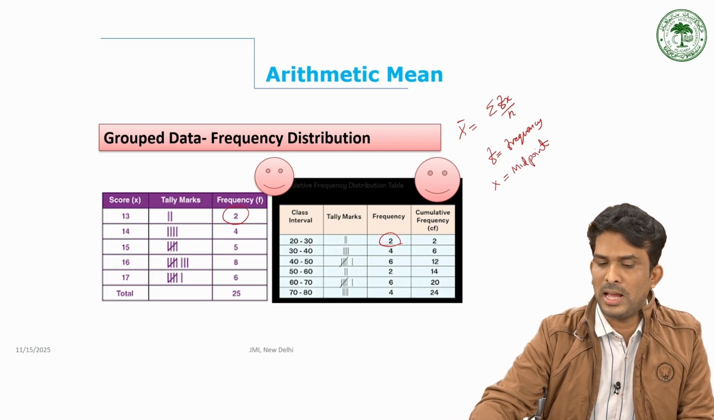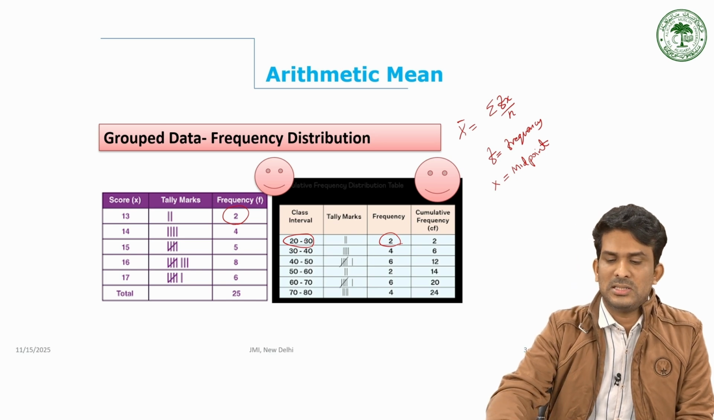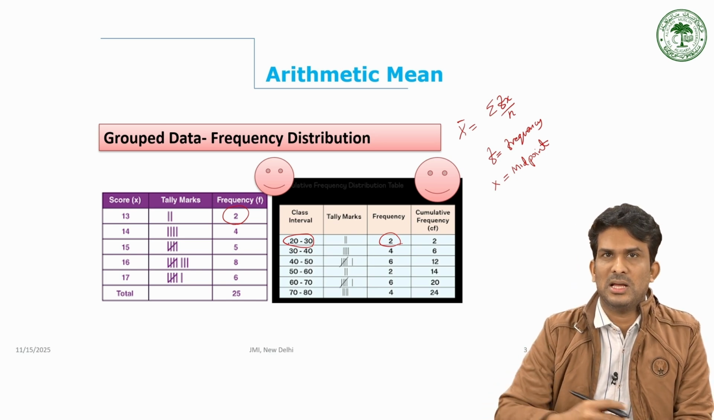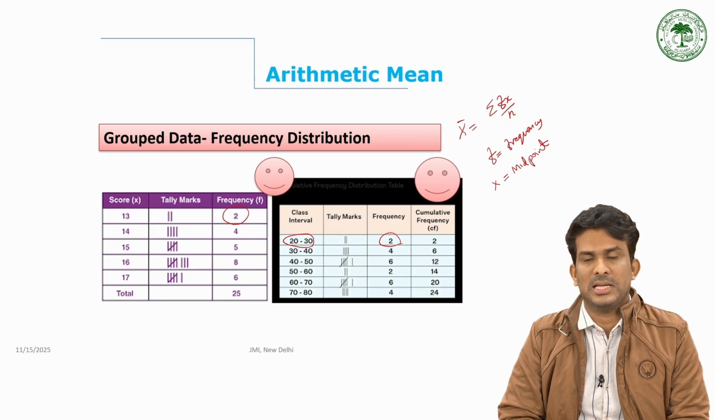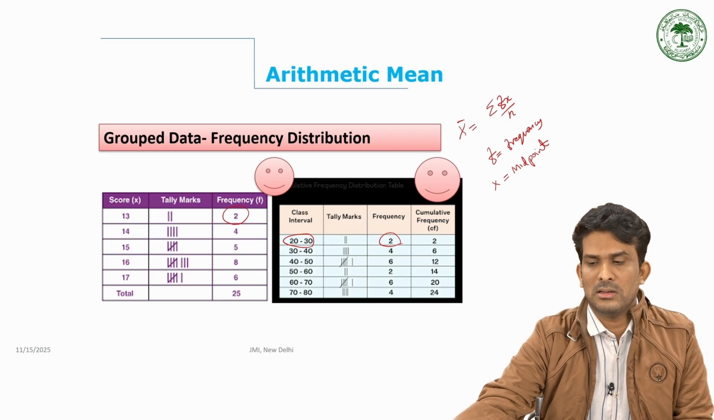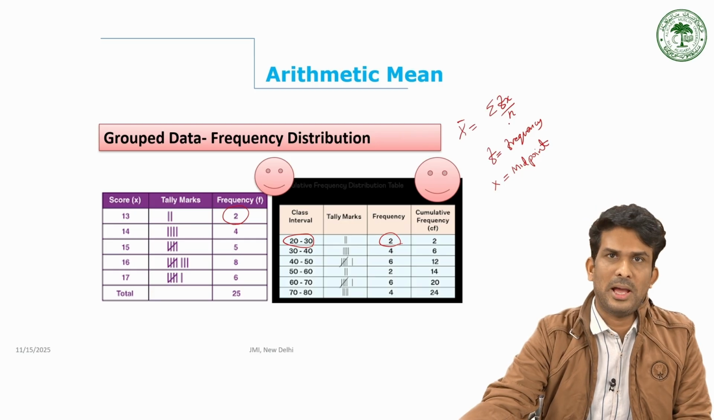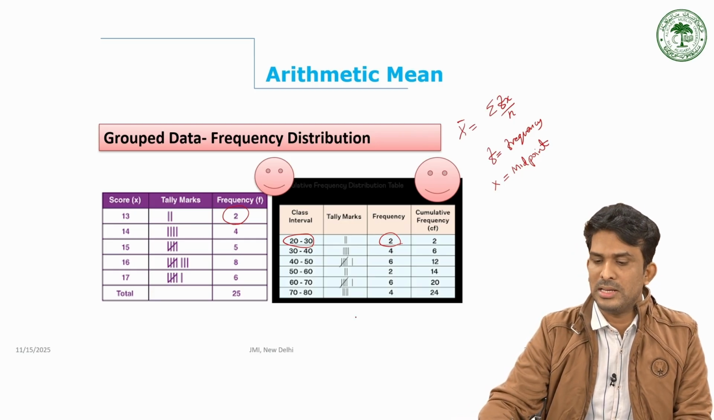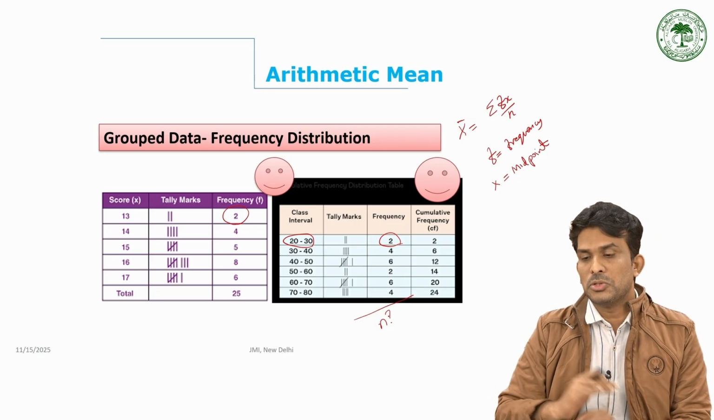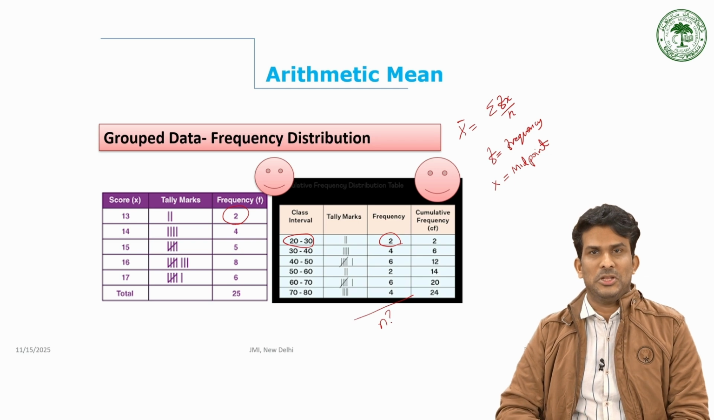For representing a class, we have to take the mid value of the class. For example, here it is 30 to 40. The average of 30 and 40 we will take, it is 35. So that way we take all the f and x, multiply them, and take them together as sigma fx divided by n. What is n? N is the total of the frequency. Got it?